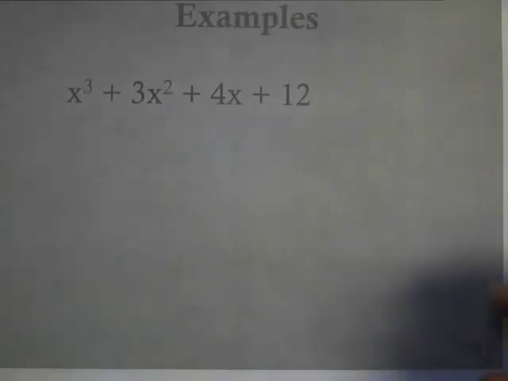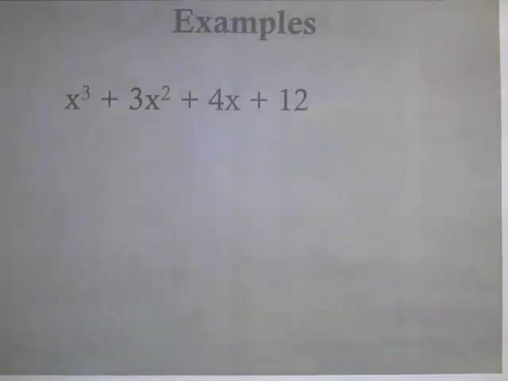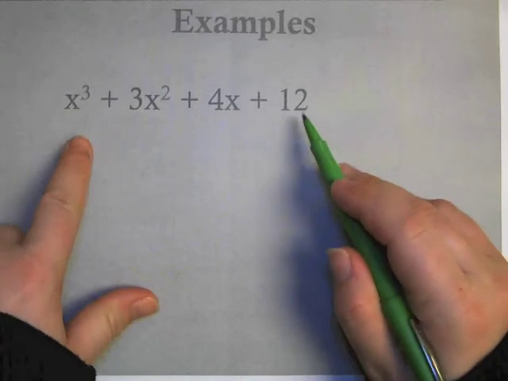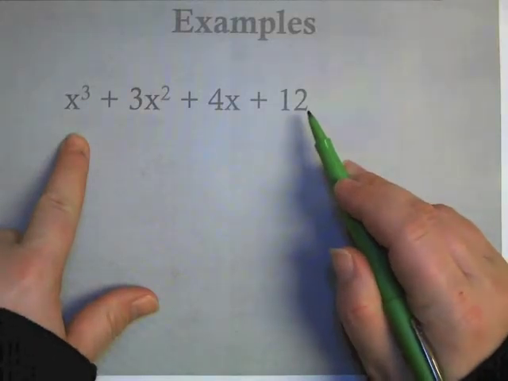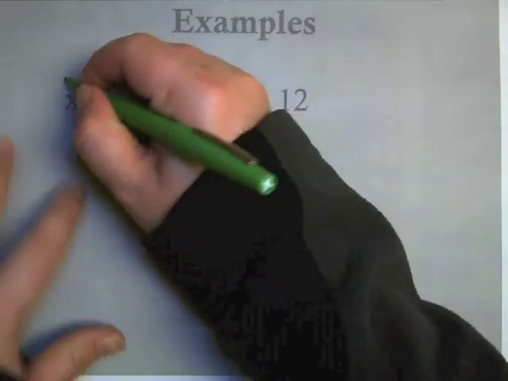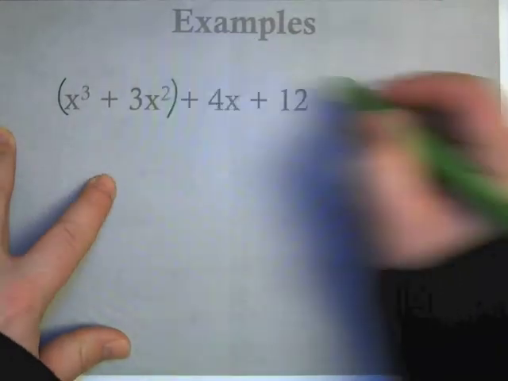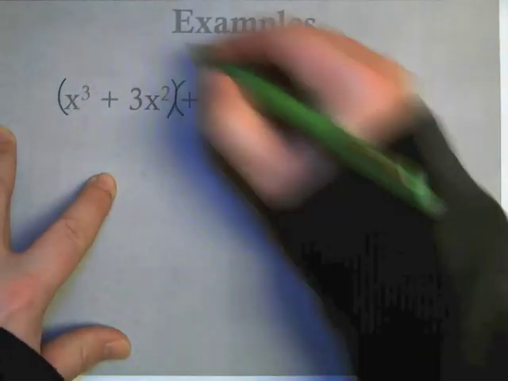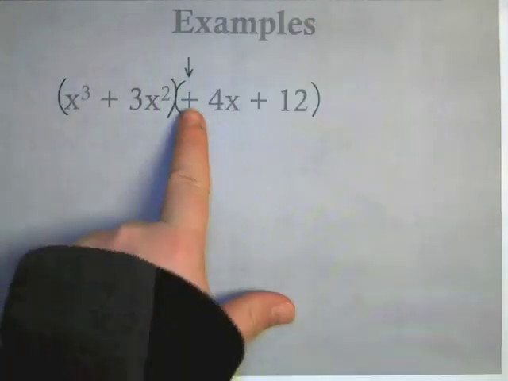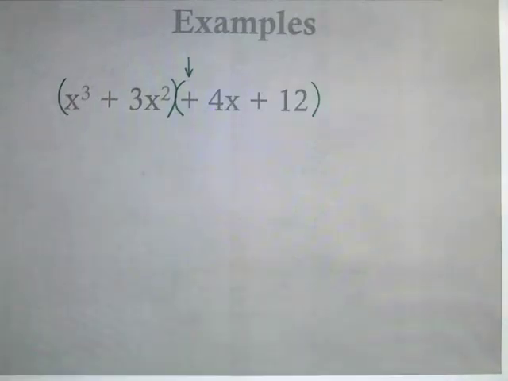So let's do some examples. All right, so we have x to the third plus 3x squared plus 4x plus 12. We have 4 terms. When we have 4 terms, that's when we do factor by grouping. So I'm going to group the first 2 together, and I'm going to group the last 2 together. Here's that middle sign. Remember, I take that middle sign and I put it with the second group.